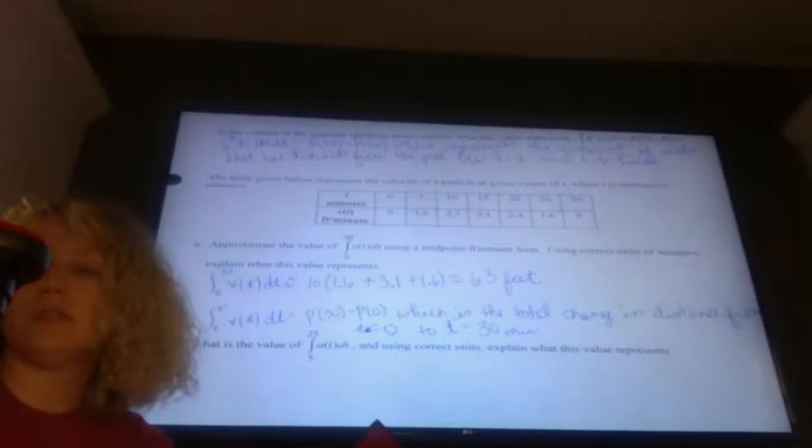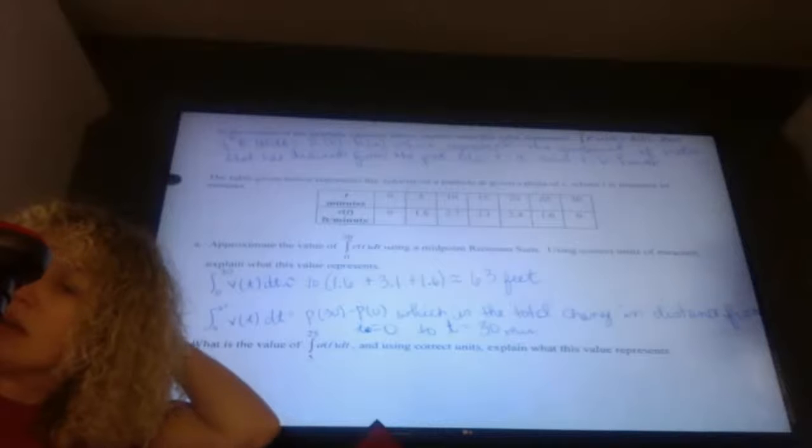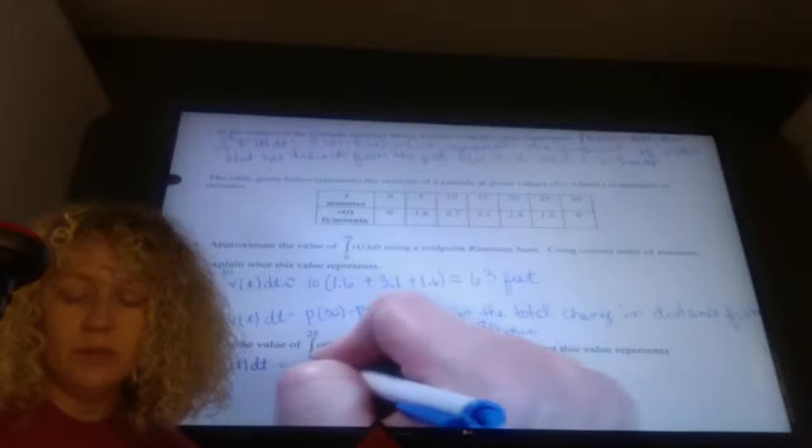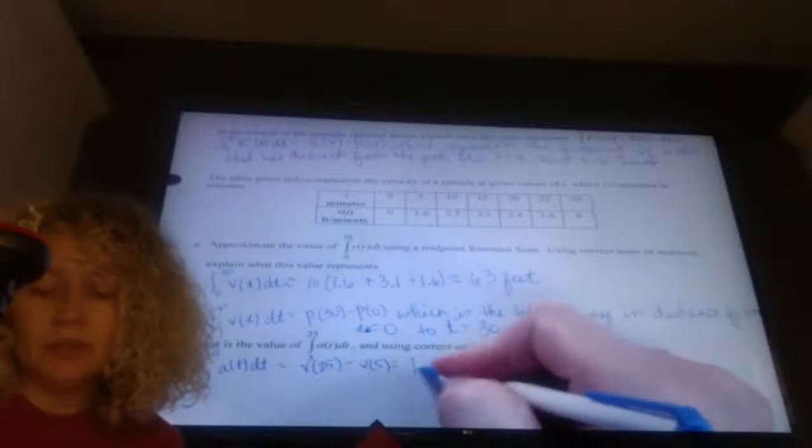And then the next question says, what's the value of the integral from 5 to 25 of a of t dt? Use correct units, explain what that value represents. Okay, so if I was going to integrate a of t dt, then that's going to go back to the velocity. So from 5 to 25, a of t dt would equal v of 25 minus v of 5, which is 1.6 minus 1.6, which is, I don't need a calculator, 0 feet per minute.